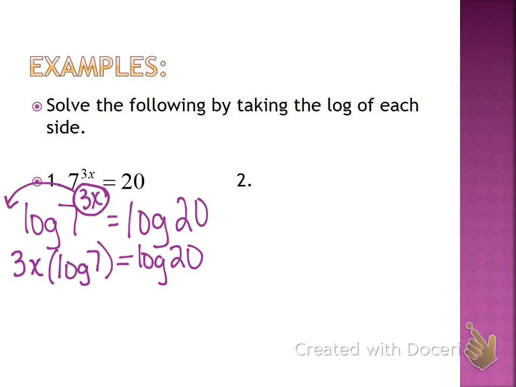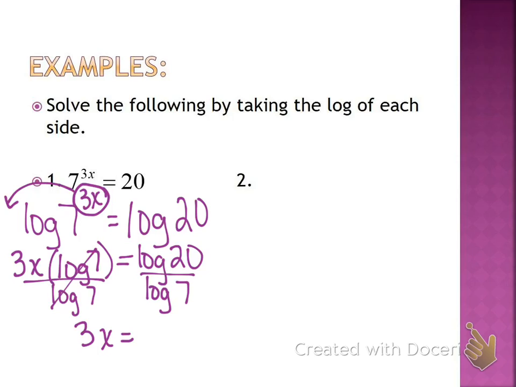Okay. If I'm multiplying by the log of 7, how do I undo multiplication? Division. So I could divide both sides by log 7. Now, there is not a property that we can apply to this because they both have a log. Do we understand that? Do we see how that's different from before? If they both have a log, there's no magic property. We just have to calculate what that would be. So the log 7s cancel from the left. We're left with 3x equals.